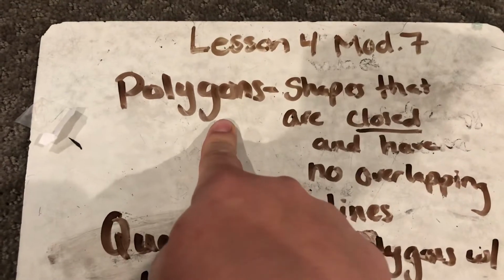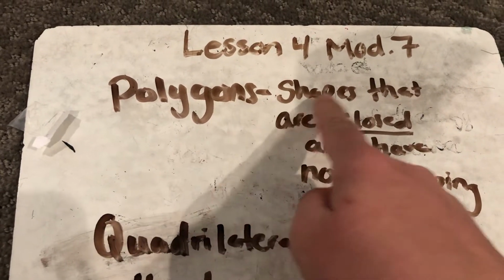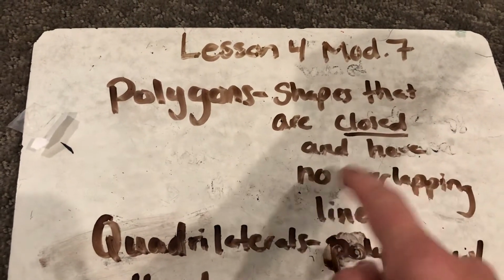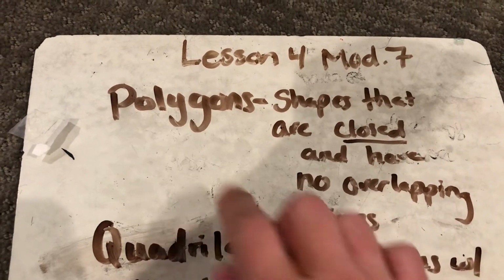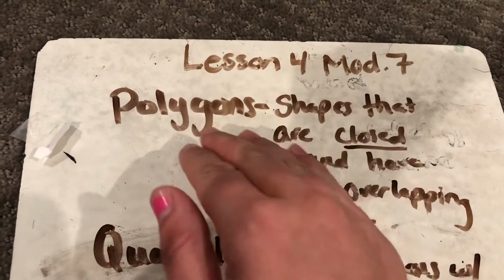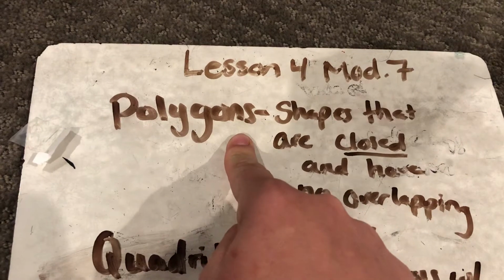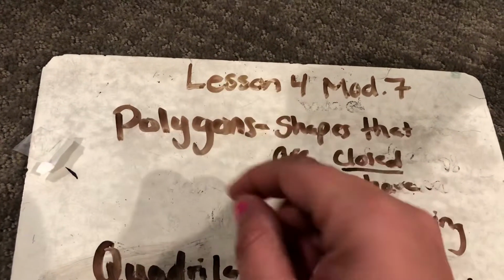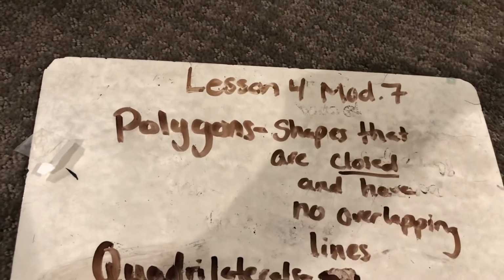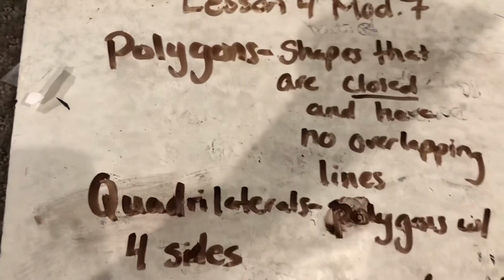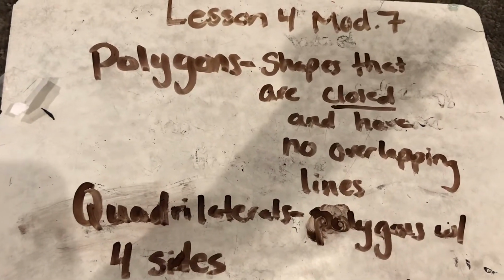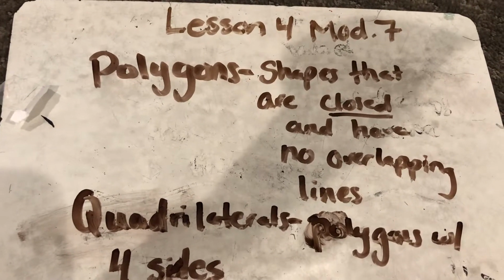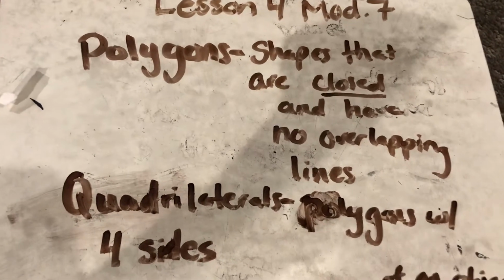So we have polygons. Those are shapes that are closed and have no overlapping lines. You should have learned this in 2nd grade. It's kind of been a while. So polygons is just a fancier way to say shapes that are closed. They're not open and have no overlapping lines.